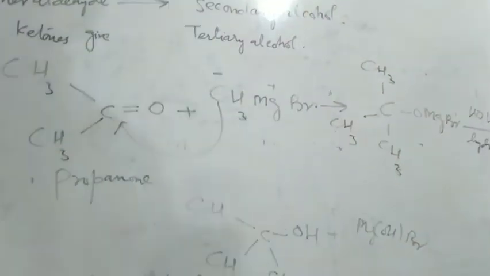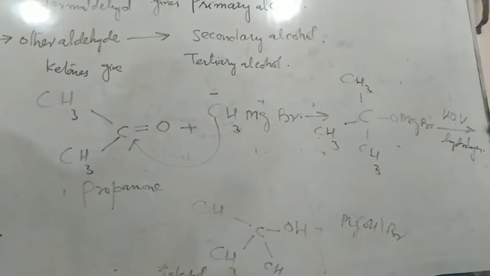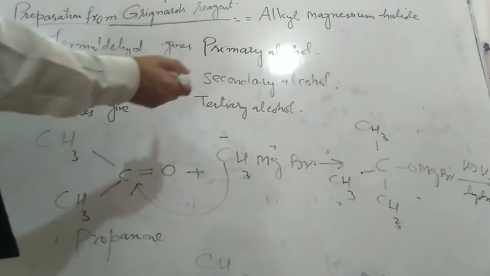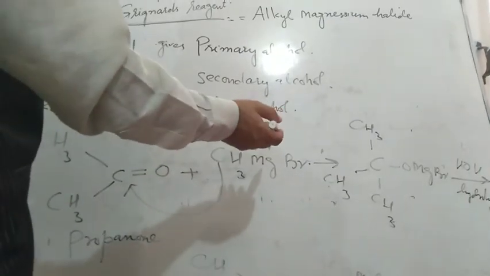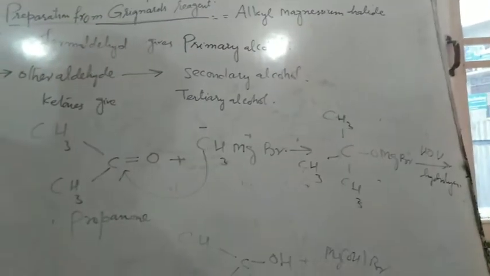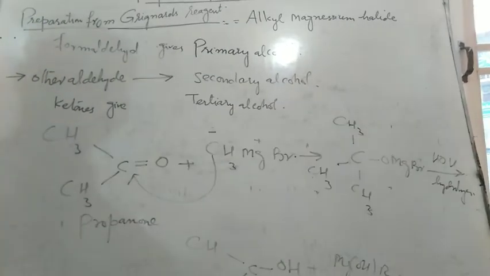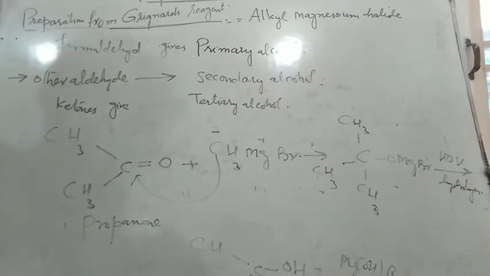Students, sometimes in the examination the question asked is: give any preparation of the alcohol in which all the 3 types of alcohol, that is primary, secondary and tertiary alcohols, are formed. So all the 3 types of alcohol are obtained by the action of Grignard's reagent on aldehydes and ketones. Formaldehyde gives primary alcohol, other aldehydes give secondary alcohol, while ketones give tertiary alcohol. This is the preparation of alcohols from Grignard's reagent.